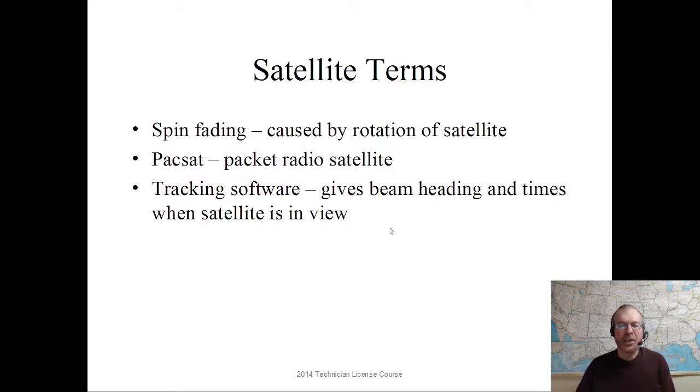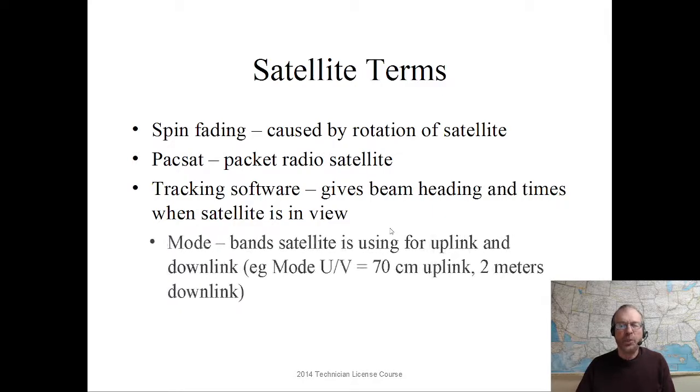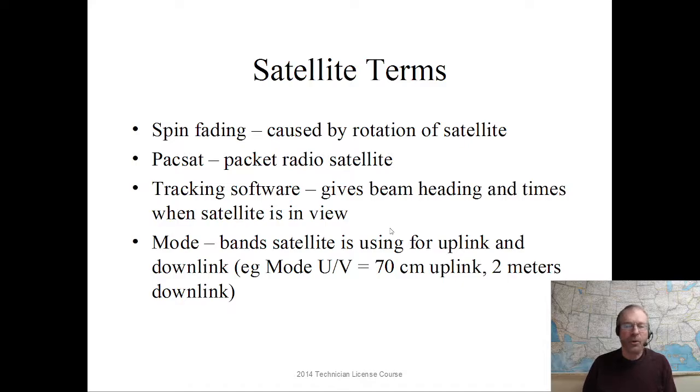Tracking software gives beam heading and times when the satellite is in view. So you can use tracking software on your smartphone or your computer to make this work for you. You know where the satellite is and where to point your antenna. Mode is the bands the satellite is using for uplink and downlink. So mode UV equals 70 centimeter uplink, 2 meters downlink. U stands for UHF, V stands for VHF.